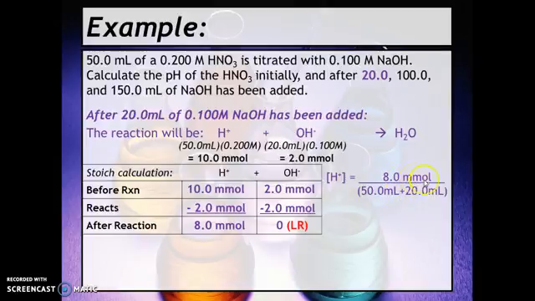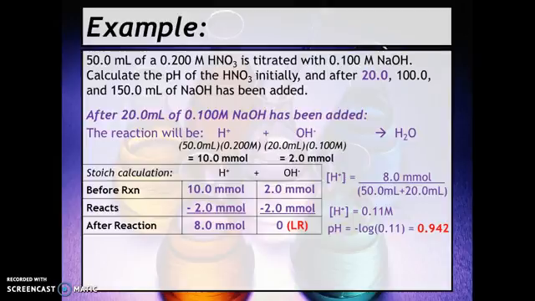But remember, I'm doing millimoles, so I can keep these in milliliters. 50 was the amount of HNO3. And 20 was the amount of my NaOH. In order to give me a total of 70, divide that, and I get 0.11 molar. What do I do now to find the pH? Just take the negative log, and I'll get 0.942.